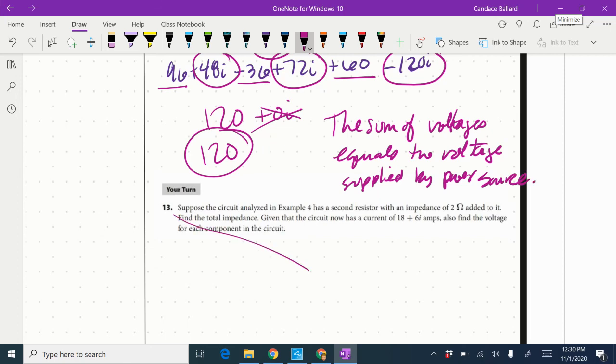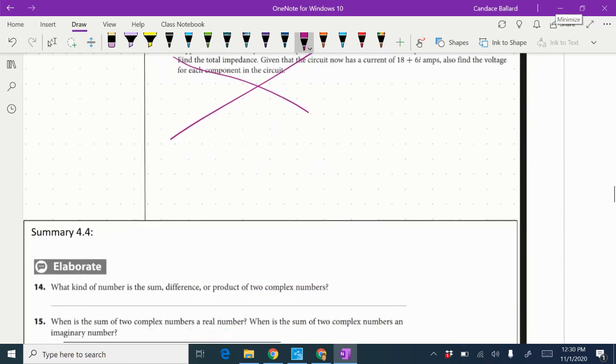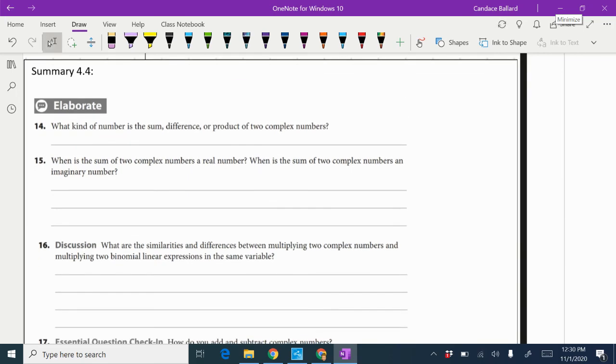All right, and we are going to skip number 13, so that means you are done. Please make sure you are answering your elaborate questions.